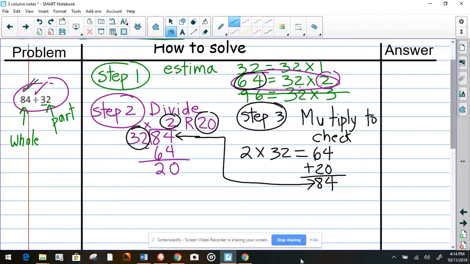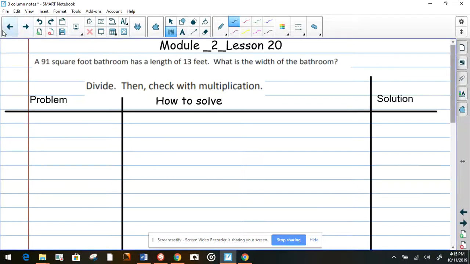All right, let's try one more problem, and this is going to be a word problem. A square foot bathroom has a length of 13 feet. What is the width of the bathroom? Okay, so, let me see. I think I read this incorrectly. A 91 square foot bathroom has a length of 13 feet.